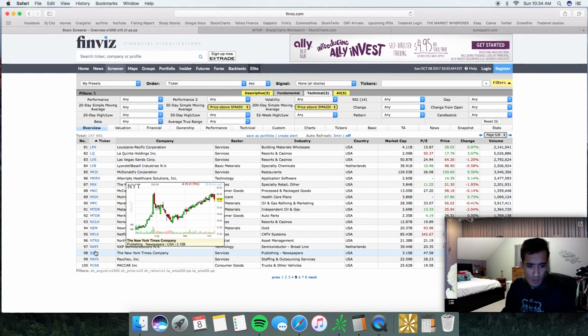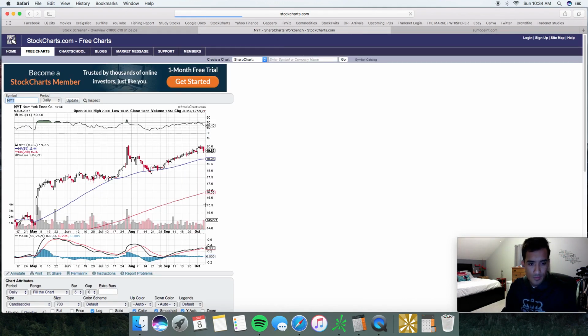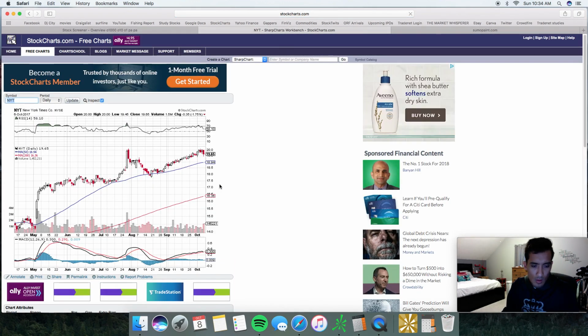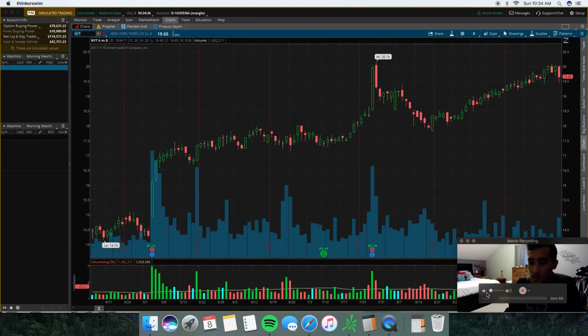New York Times Company. NYT. This looks pretty good actually. High of $20.11. High of $20.10. It's a 58 on the RSI. NYT. This is weird that their stock is even going up. I don't even know how they're not out of business. Newspaper company.